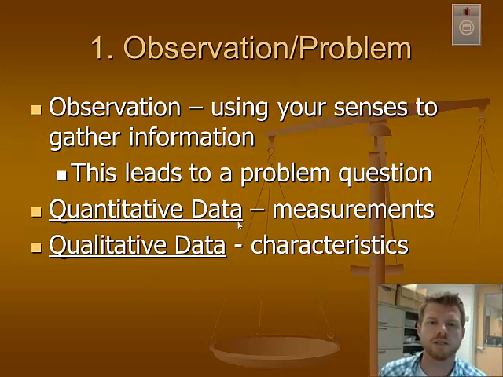This leads to a question, because you're wondering, what's happening here? I'm seeing something that's interesting to me. What's going on? As we talk about this, there's some different types of data or observations we can make. One is quantitative. If you look at the word quantitative, it kind of sounds like quantities, and that's exactly what it is. It's a measurement of numbers.